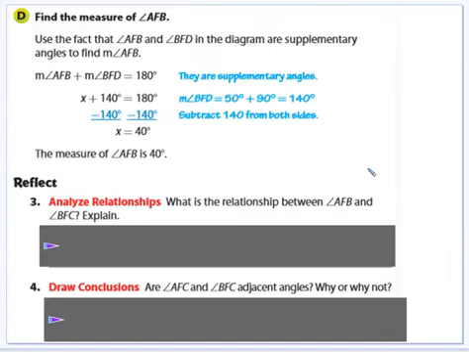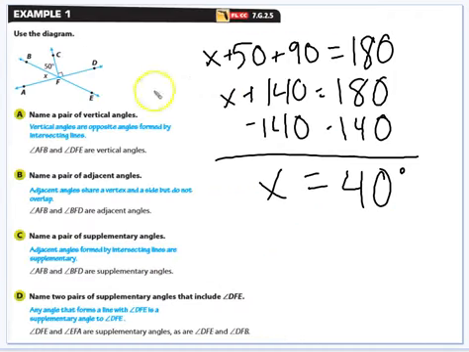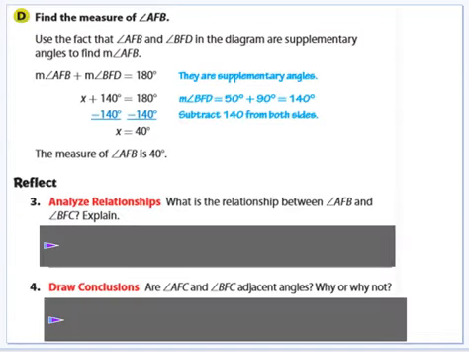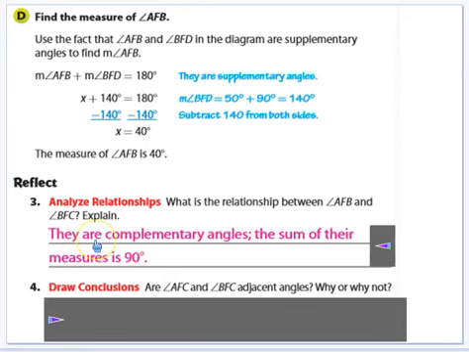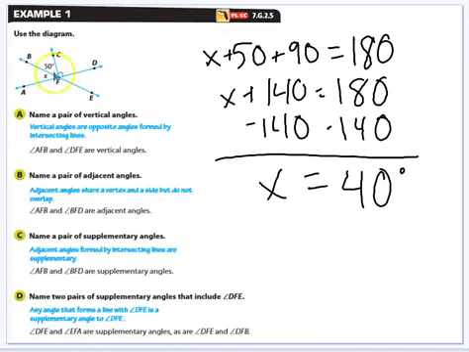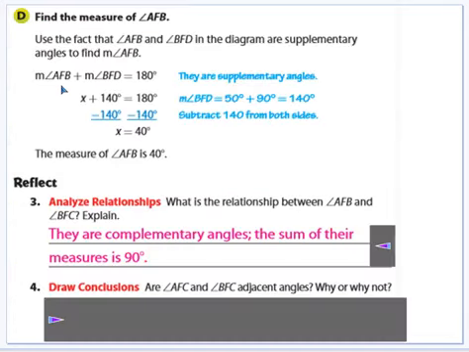All right. And I did it right. Oh my God, I'm so smart. I'm the coolest person alive. What is the relationship between AFB and BFC? They're complementary angles. The sum of their measures is 90 degrees because we found out x is 40, and 40 and 50 equal 90. They are complementary angles. Complementary 90, supplementary 180. Okay? Do not forget that.